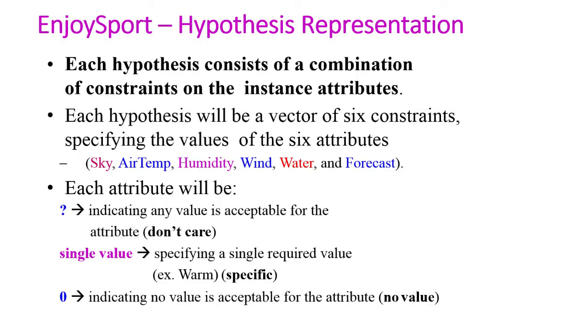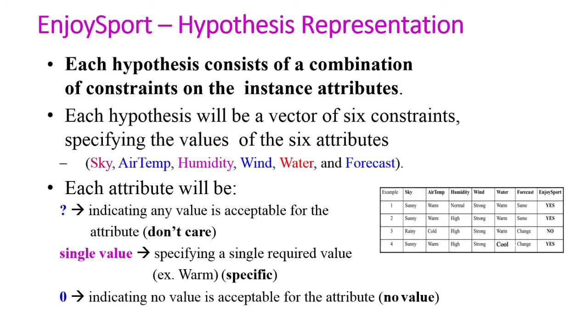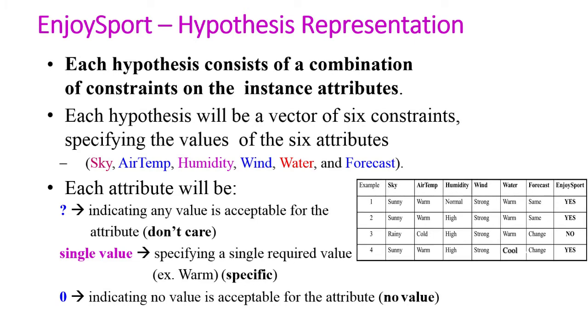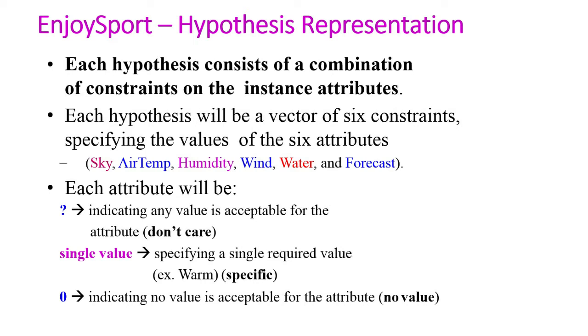Enjoysport hypothesis representation. Each hypothesis consists of a combination of constraints on the instance attributes. Each hypothesis will be a vector of 6 constraints specifying the values of 6 attribute values. The attributes can be sky, air temperature, humidity, wind, water, and forecast. Hypothesis is a set, and in the hypothesis set, we will have a set of constraints. In our example, it is 6 constraints.